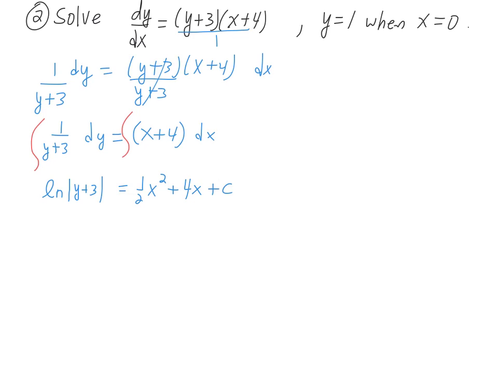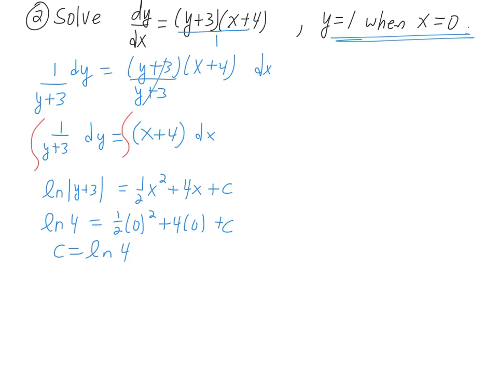So again, we only need a plus c on the x side of things. As soon as you write that plus c, stop and then plug in the condition in the problem to figure out what c is. So we know that the y value is 1, so that's going to give me the natural log of 4 equals, and then over here we're going to plug in a 0 for x, and that's just going to give us c over there. So c is the natural log of 4.